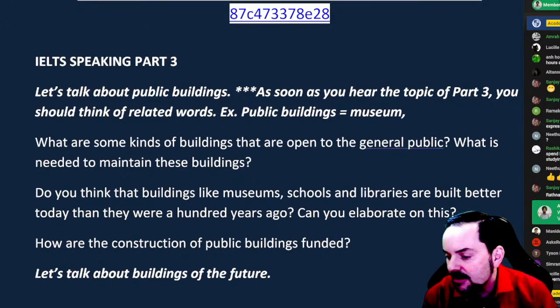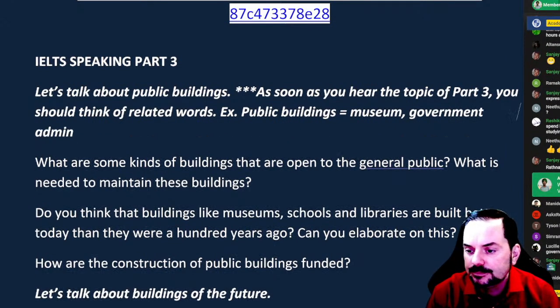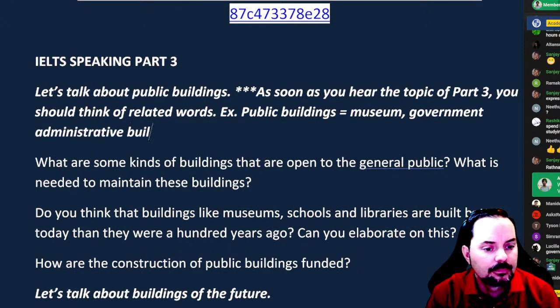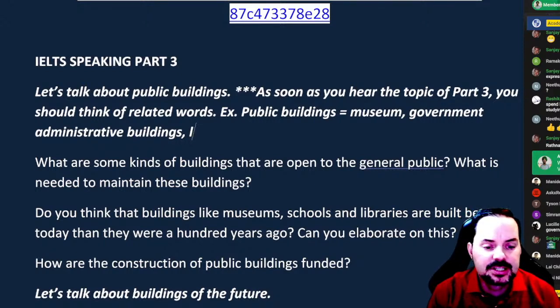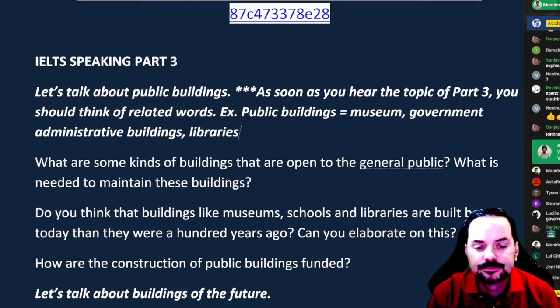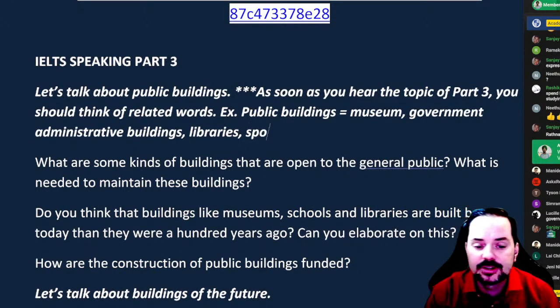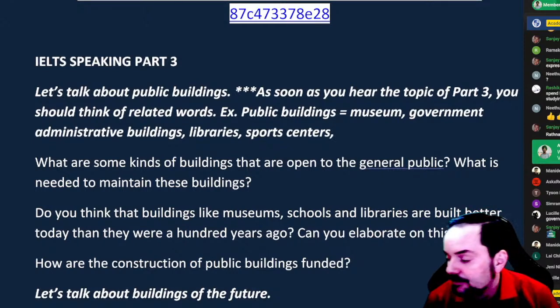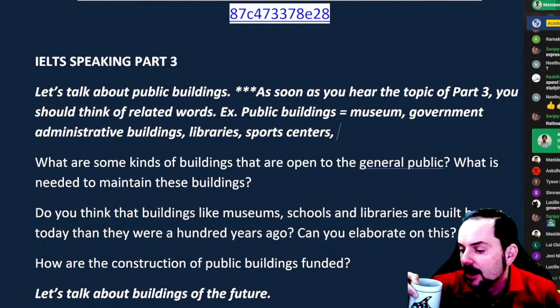Lucille says government official buildings. So yeah, government administrative buildings. Malls are usually not, they're usually private. Lay says libraries, yeah. Okay, libraries are. Lucille says public sports centers. Yep, definitely. Lots of sports centers are public. They are owned more or less by your local or national government.